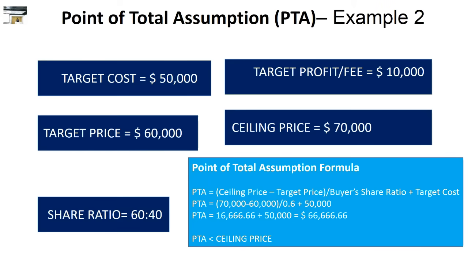Now, let's modify the contract slightly by changing the ceiling price to 70,000, keeping rest of the parameters same. With the ceiling price at 70,000, the point of total assumption will be equal to $66,666, which is less than the ceiling price of 70,000. This indicates that seller is making some profit even when the actual cost reaches point of total assumption.